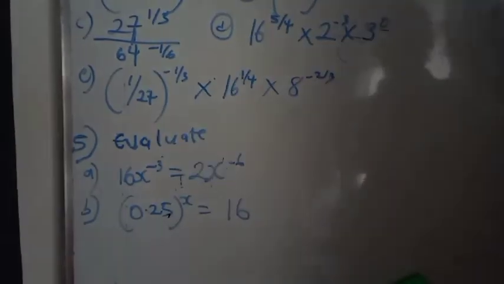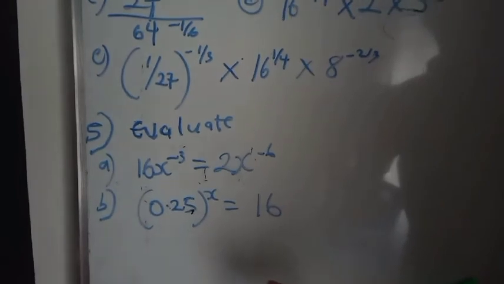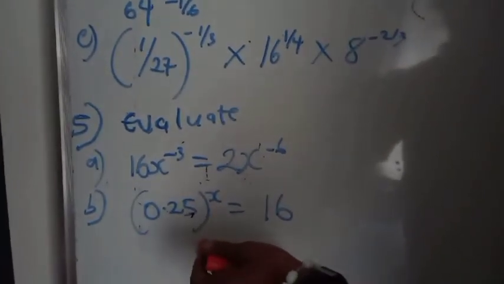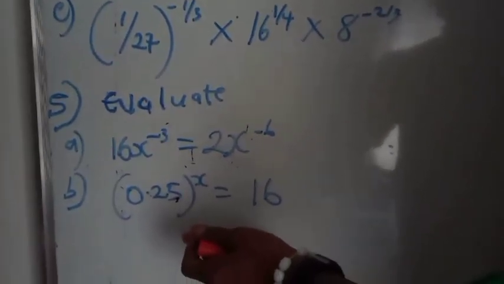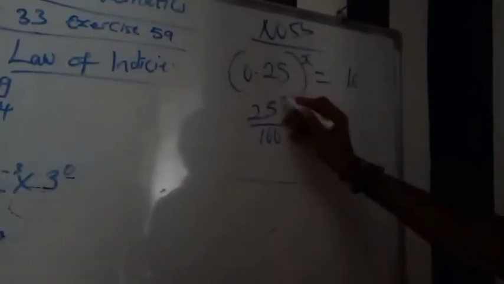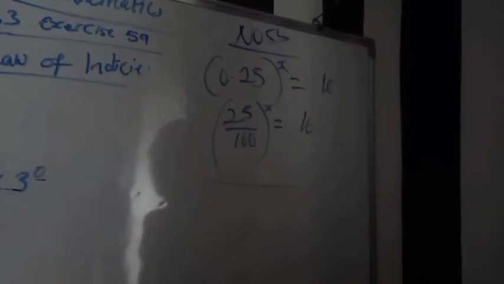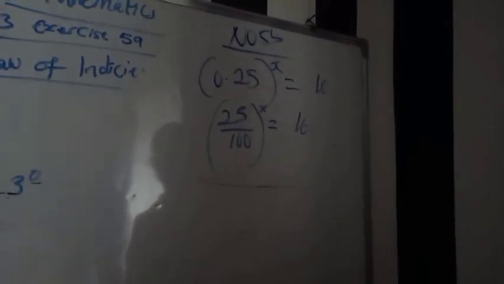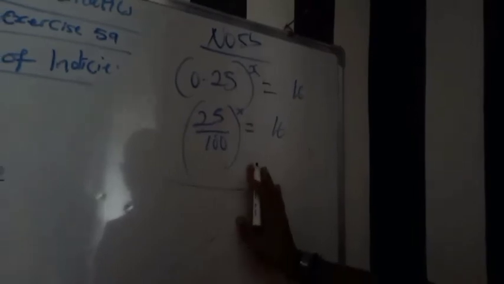Okay, now let's go to my 5b. My 5b says 0.25 to the power x equals 16. Now let's wait. We have 0.25, which means 25/100, equals 16^x. So what can you do now? We divide. What can you divide 25/100 by?